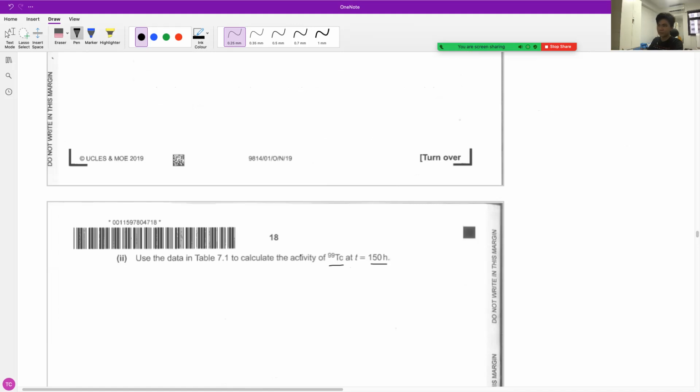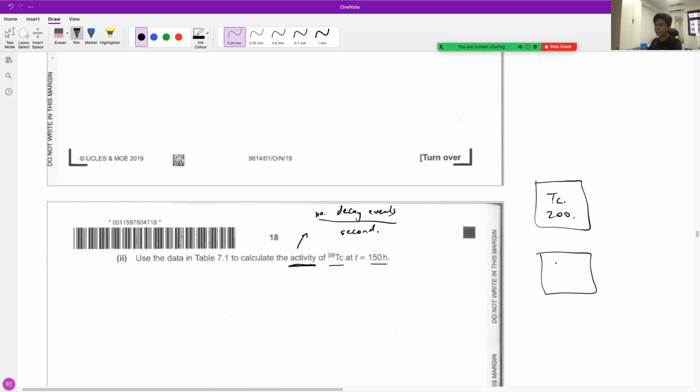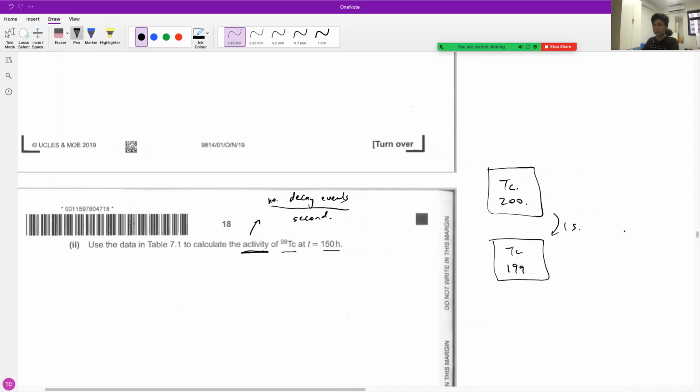So what is the activity? Activity is the number of decay events happening per second. At this instance I have some amount of TC, let's say 200. Then after 1 second, let's say I have 199, then the activity is going to be 200 minus 199 divided by 1 second. So that is activity.